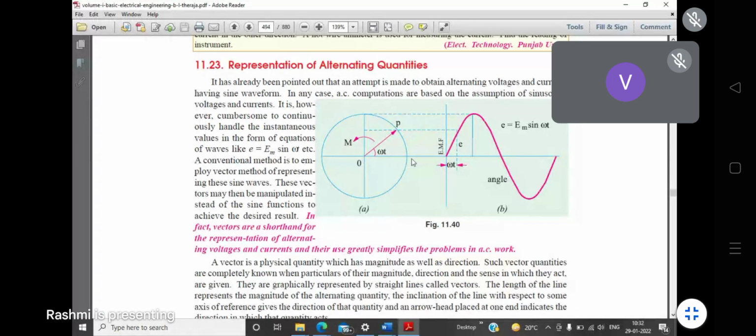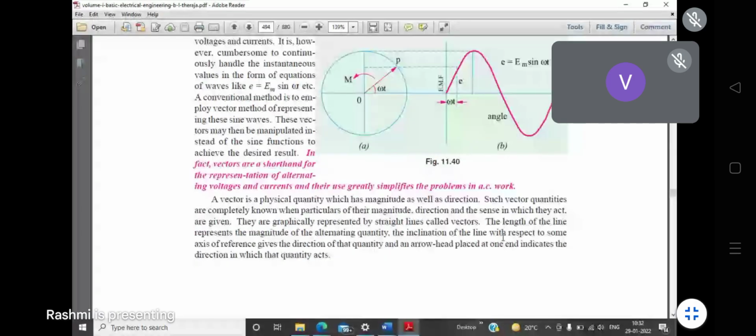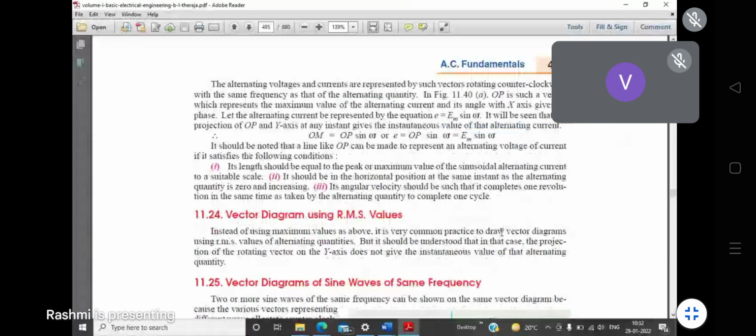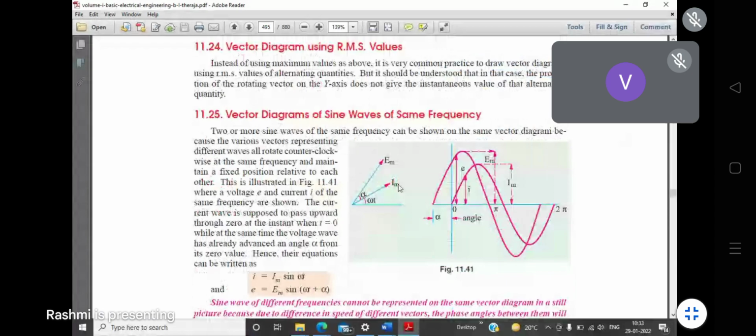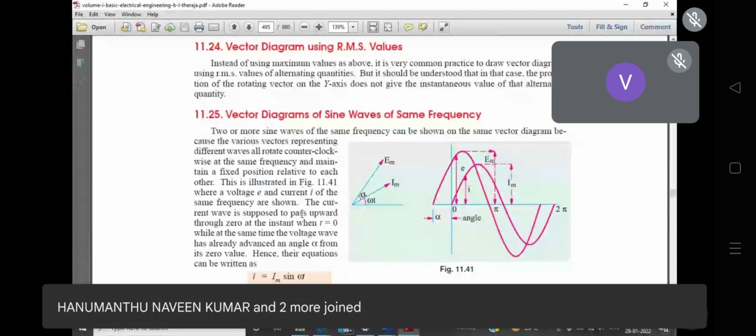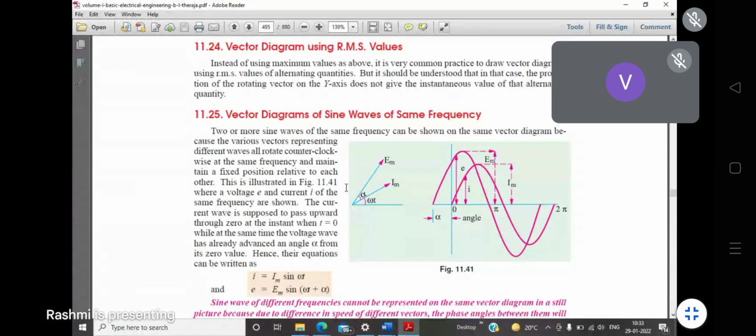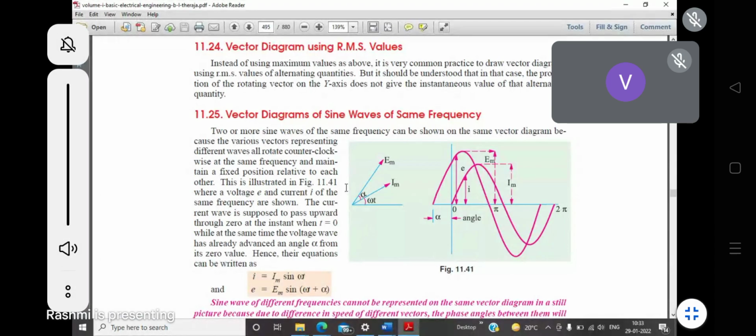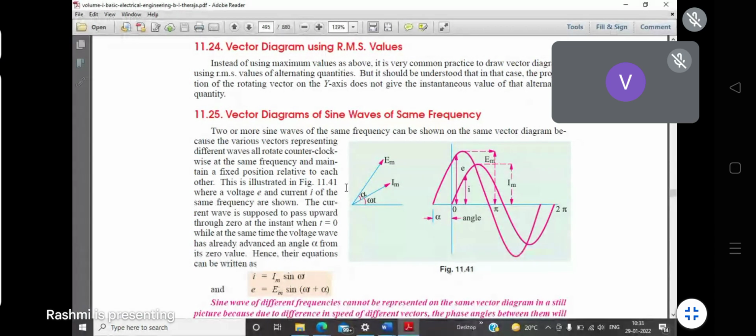If this is the reference line, then it will show the angle at the particular time when we are taking the magnitude. So this is the phasor with the angle. Now if we are going for two waveforms of the same frequency, both phasors will rotate at the same speed. Same frequency means same speed. In the same time, they will complete one rotation.